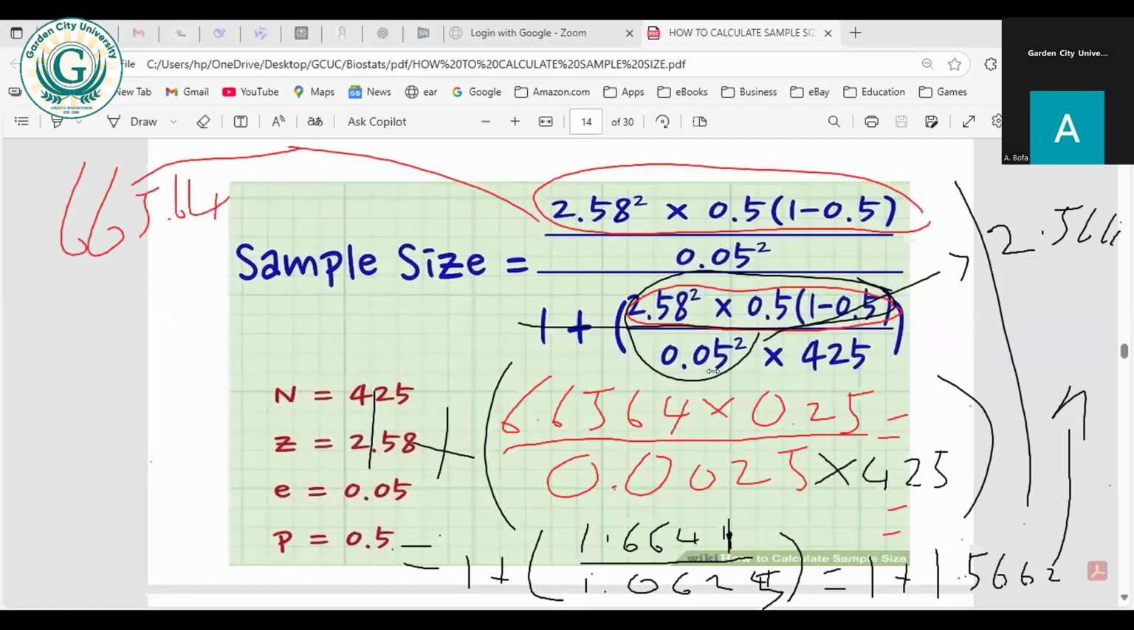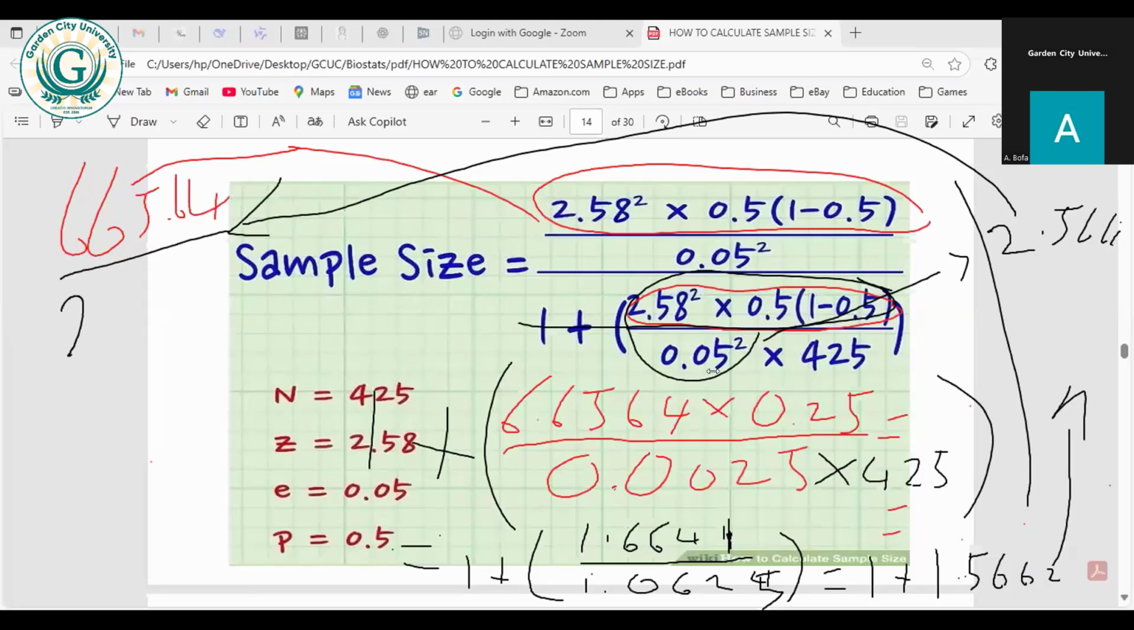So now I can bring this number here. I hope you guys agree with me. Now I can divide this by 2.5662. Agreed? Do you agree with me? Yes, sir. Good. So now divide it and let's see what we are going to get. So we are getting 259.